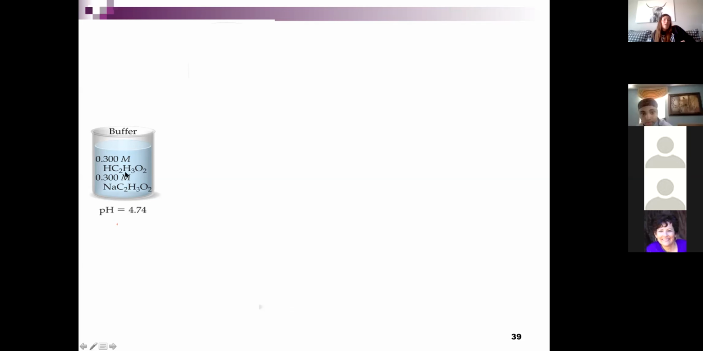Okay, so I've got this buffer situation. Now I'm going to take it and add some acid. When I add 0.02 moles of acid, which of these two components is going to react with the acid? The sodium acetate, NaC2H3O2. Right, exactly, my conjugate base. So the salt of my conjugate base is going to go down by how much? It's going to go down by 0.02 moles, and my acetic acid is going to go up by 0.02 moles.